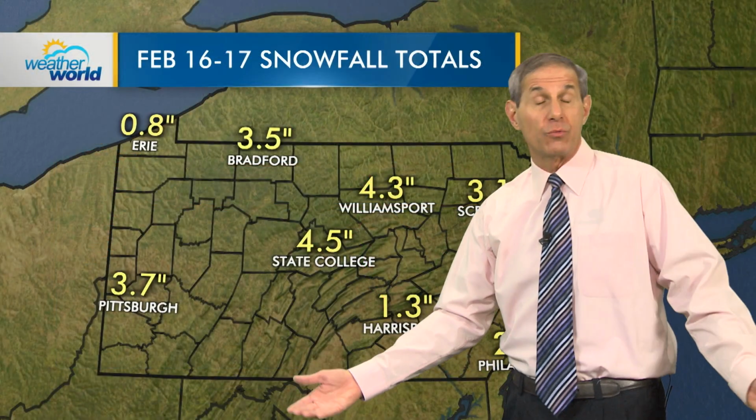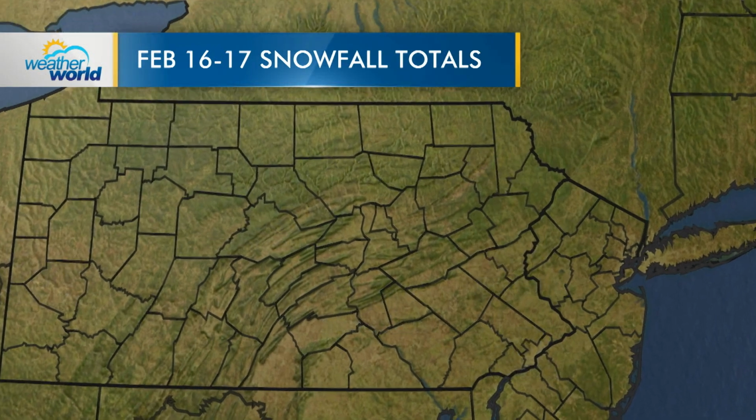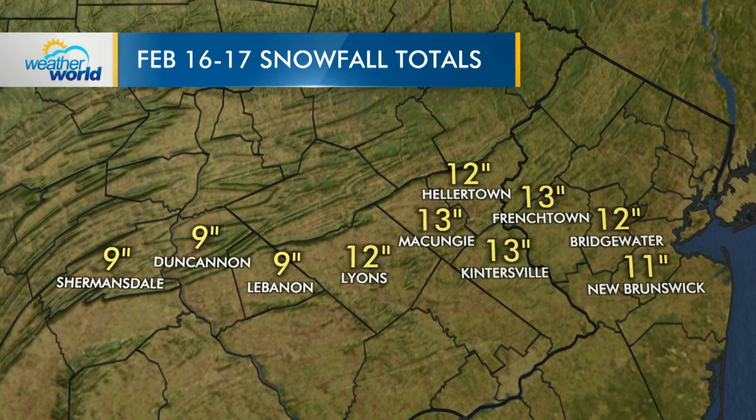And here's the result. It was generally a 2 to 5 inch snowfall across the state, except in a narrow band, 10 to 20 miles wide, from Perry County across parts of Lebanon, Berks, Lehigh, Northampton, and Bucks County into central New Jersey, where 8 to as much as 13 inches fell.